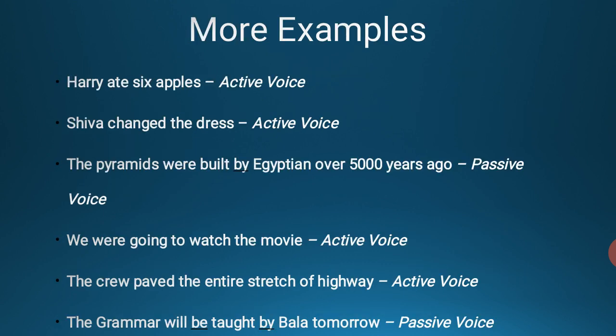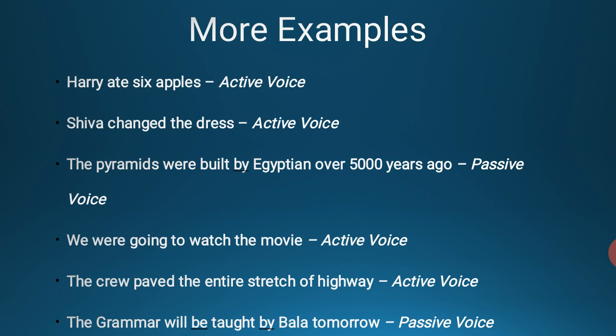I have given you more examples. You can easily understand. Harry ate 6 apples. Harry is the subject, ate is the action, and 6 apples is the object. So here it is the doer of the action only. It tells us a person does the thing, that is called active voice. Next, Siva changed the dress. That is also an active voice.